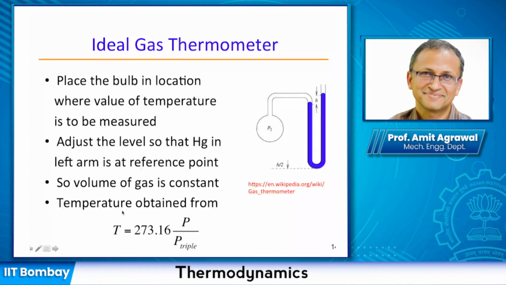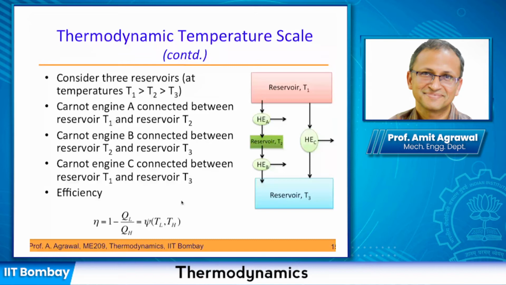So this is what is happening in practice. We have not used the absolute temperature scale yet, which we are going to do in the next slide. But I'm just giving you a sense of how one can measure things using this ideal gas thermometer once we have this absolute temperature scale. So going back to the idea of a Carnot engine and using the efficiency that we had earlier.